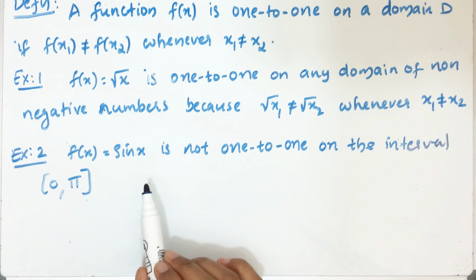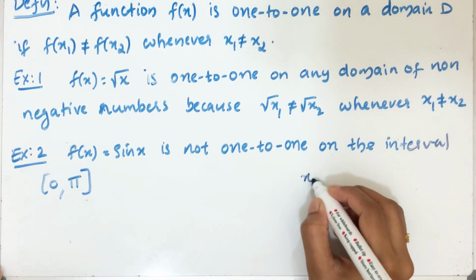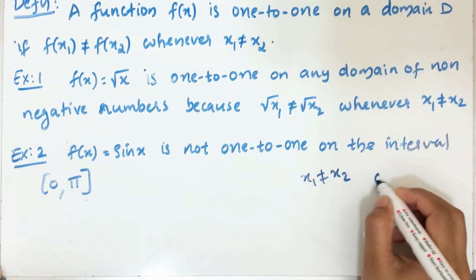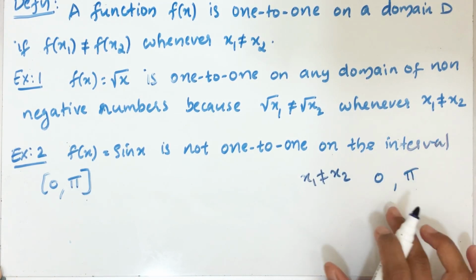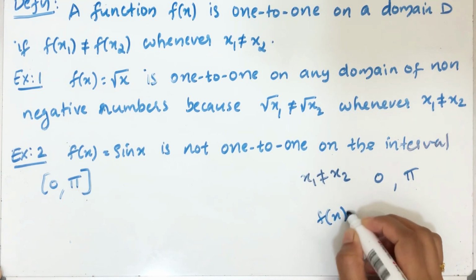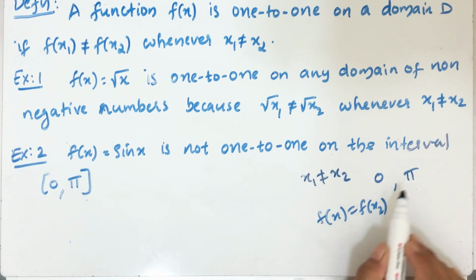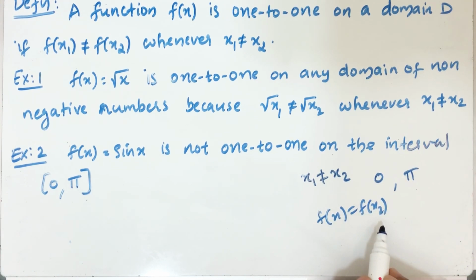See, f of x is equal to sin x is not one-to-one on the closed interval 0 to pi. We can directly say sin 0 is equal to sin pi. That is, for x1 not equal to x2, that is 0 and pi, we are taking two distinct values, but their images are the same. But f of x1 equals f of x2. f of 0 equals 0 and f of pi equals 0.